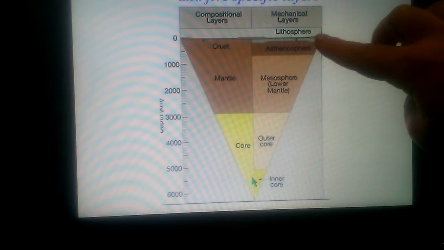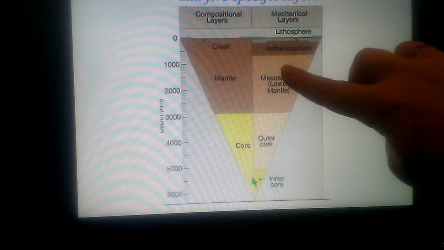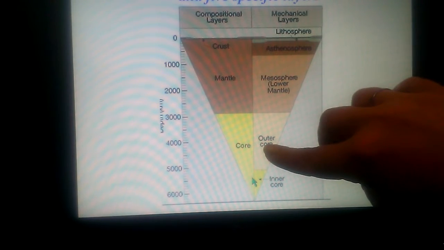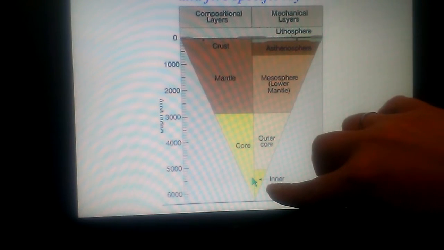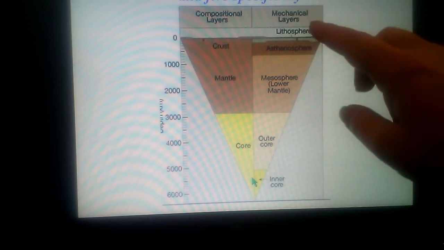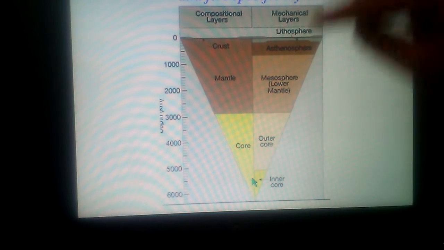Crust is rigid and brittle usually. Mantle's where convection occurs. Outer core is liquid, so no S waves, and inner core is the densest layer. It's the hottest, densest layer. As you're going deeper, heat increases as well as pressure.